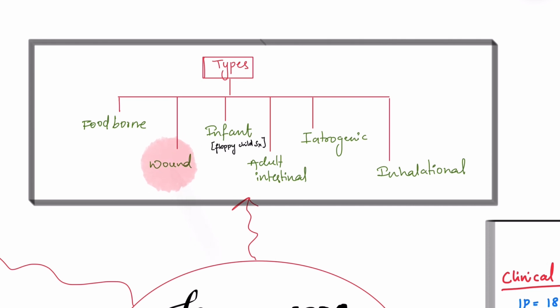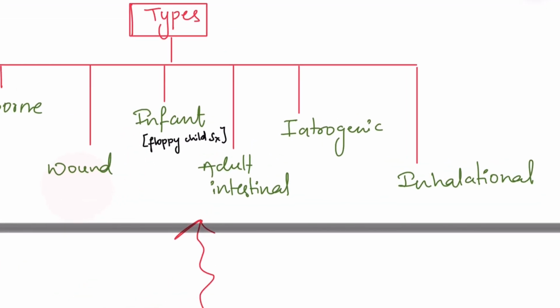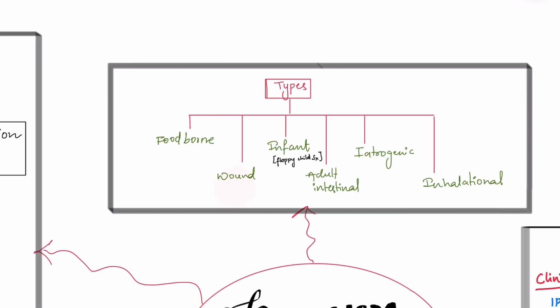It presents like foodborne botulism, and it can be recurrent in injection drug users, example black tar heroin. And then infant botulism, which causes floppy child syndrome. And adult intestinal botulism, iatrogenic botulism, and inhalational botulism are another types.